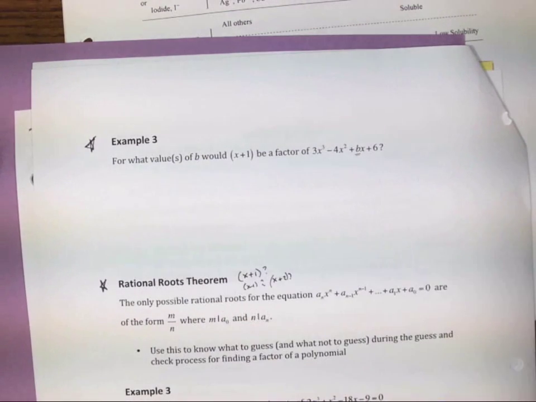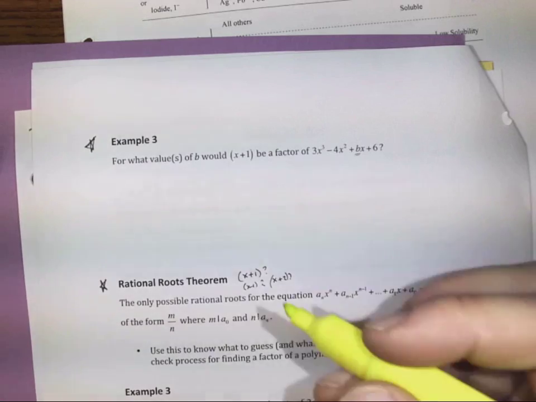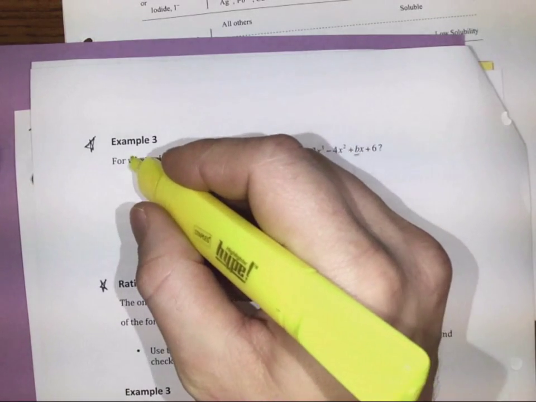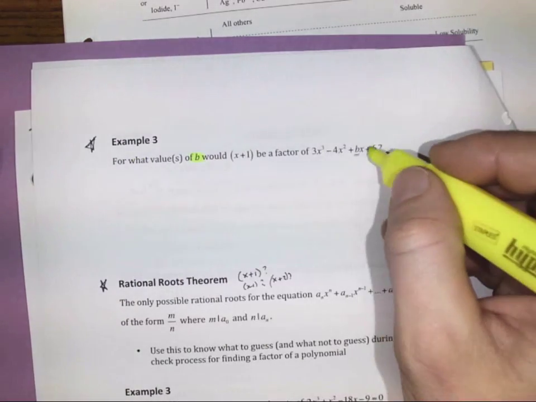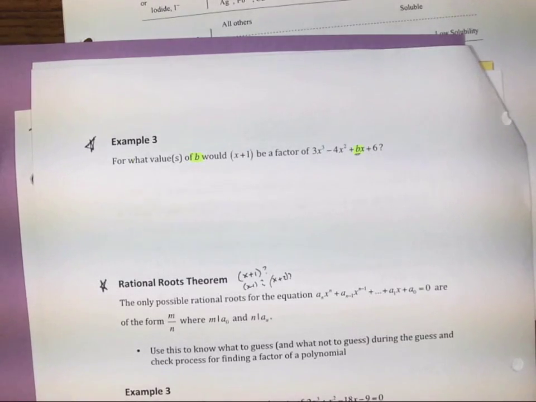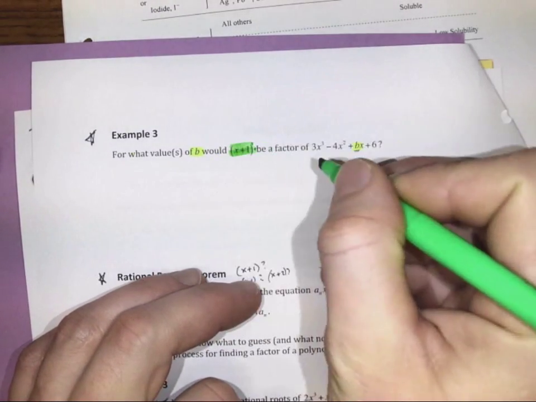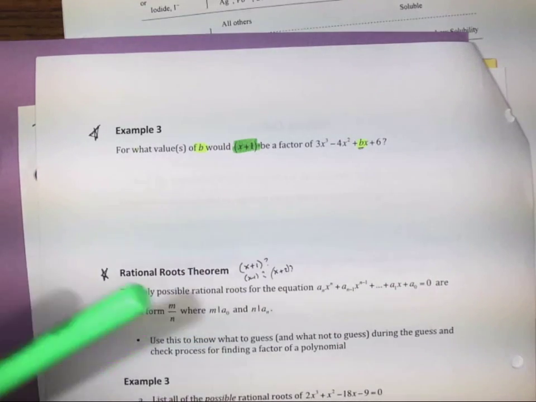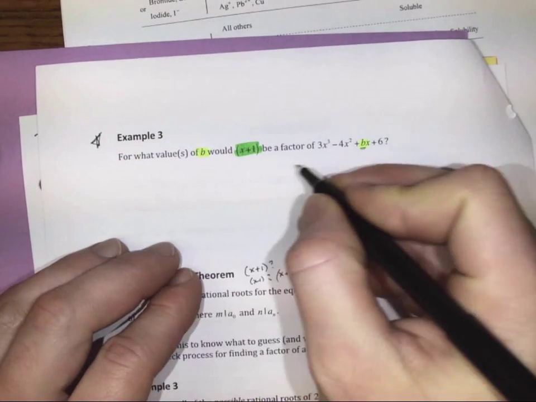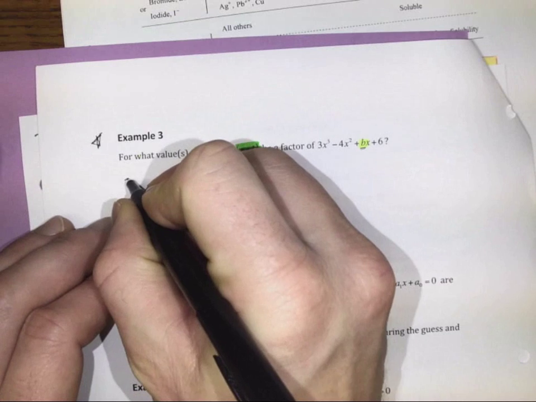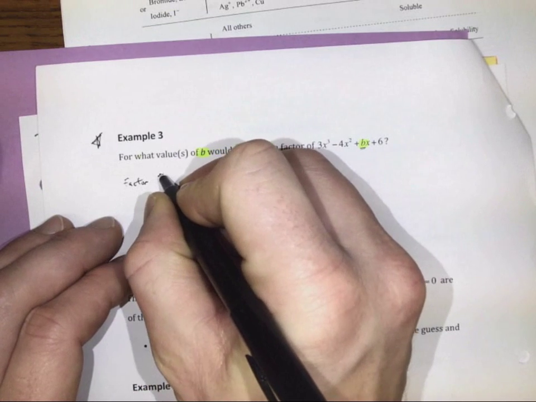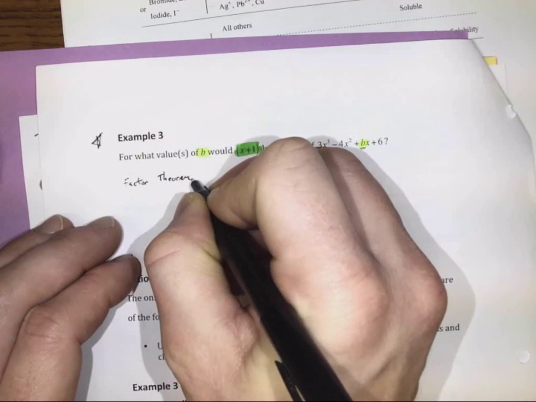All right, so question 3 says, for what values of b would x plus 1 be a factor of this? Okay, so to answer this question, we need to understand the factor theorem and what it says.